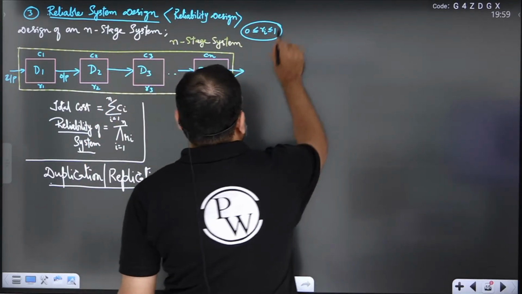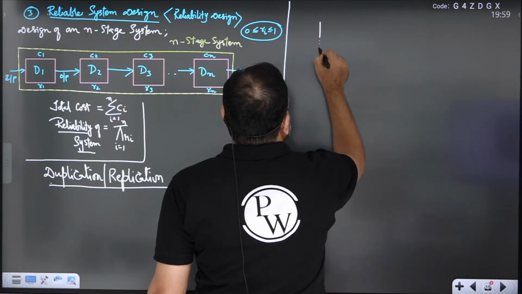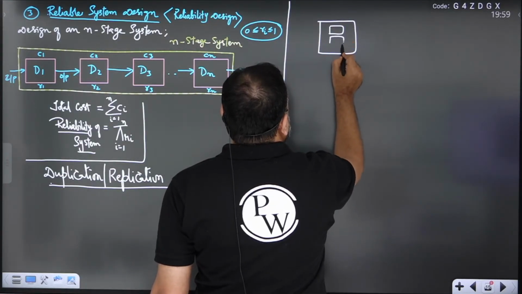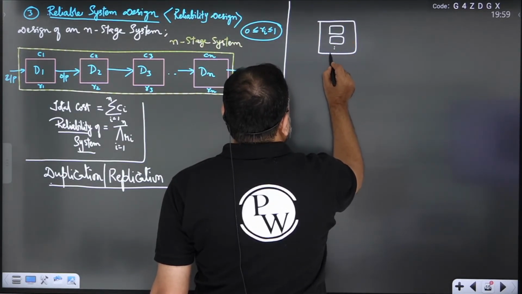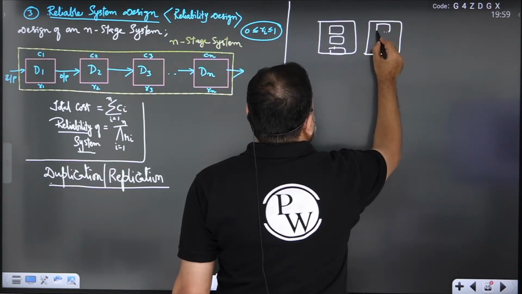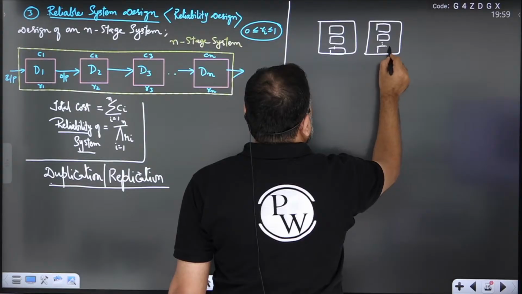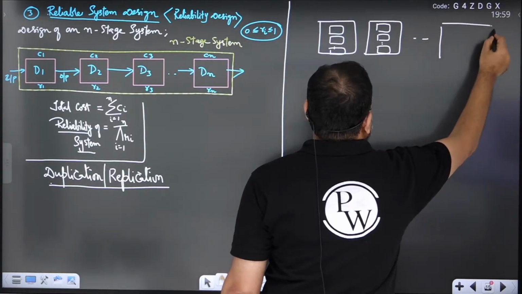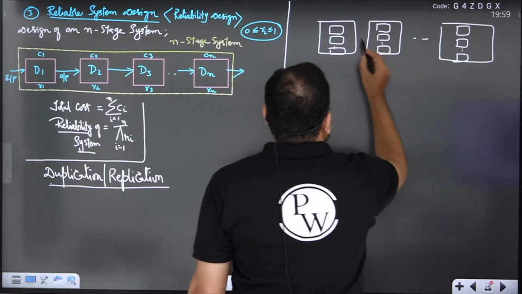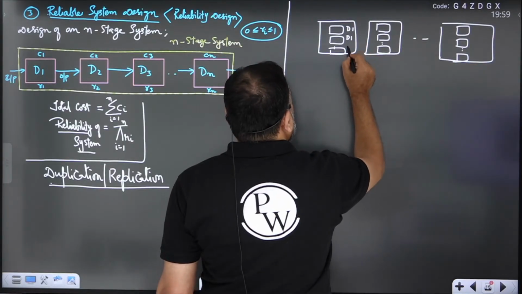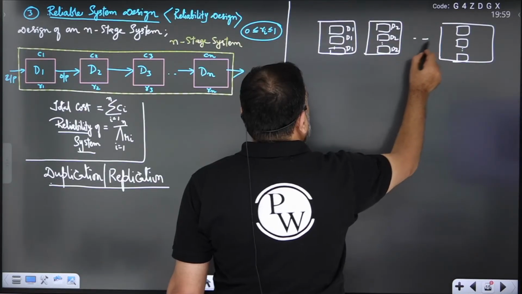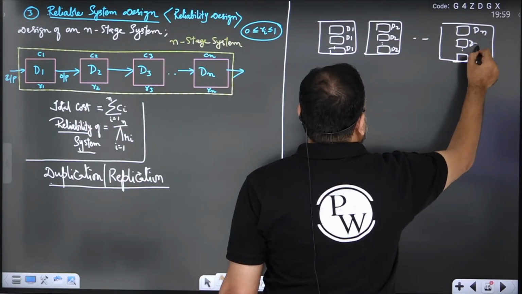Like for example, here I show. मान लीजिए in stage 1, instead of having one copy, we'll have multiple copies of the same device. Stage 2, instead of one copy, let us have multiple copies. Like that, the last stage will also have multiple copies of the same device. So this device D1, D1, D2, D2, D2, D2, DN, DN, DN.